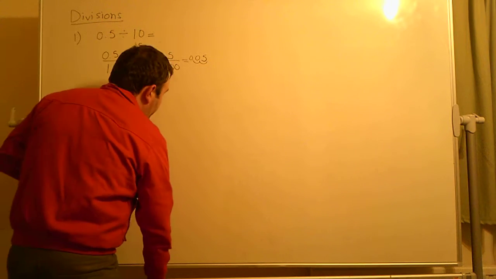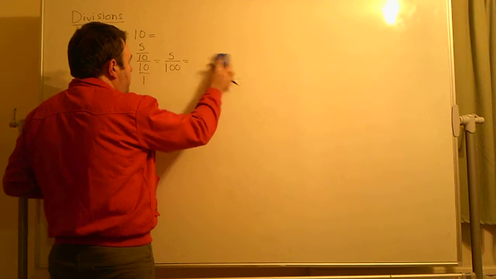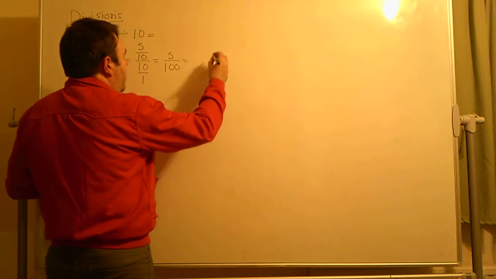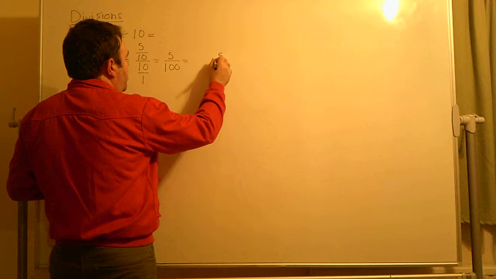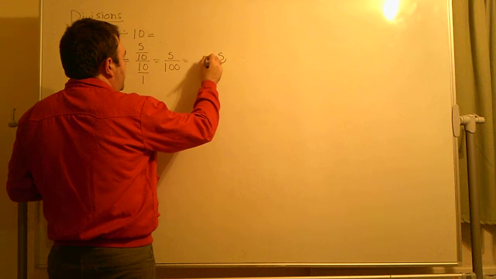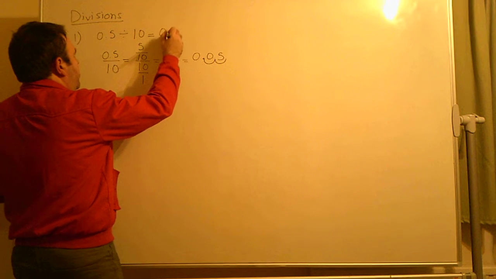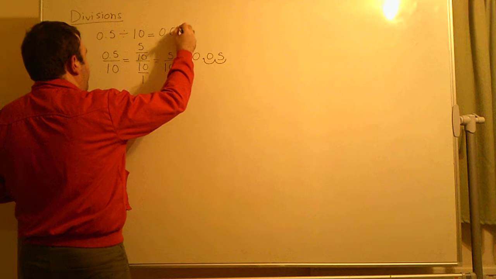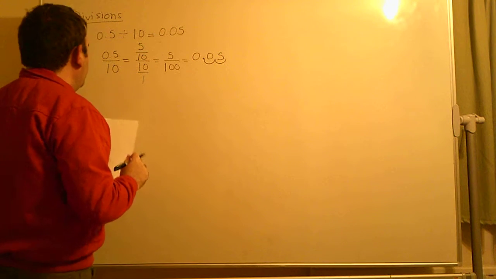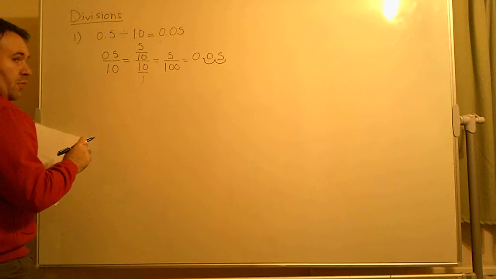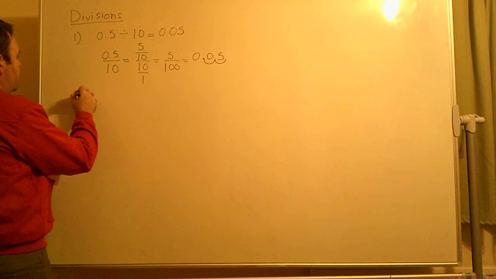So it will be 1 and 2. Okay, let me write it down bigger. We have 5 here, and then we move the decimal point 1 and 2. So here it will be 0.05. Okay, another example.